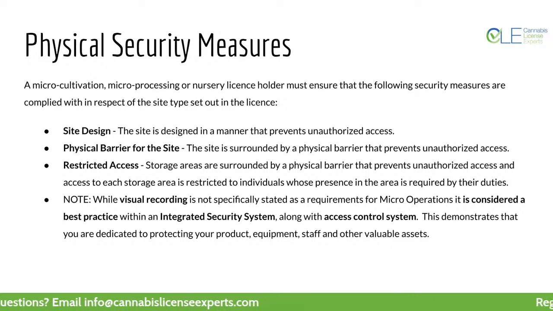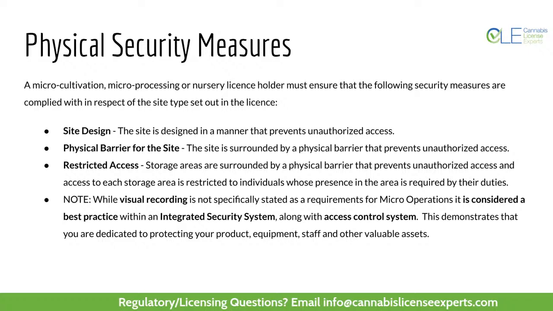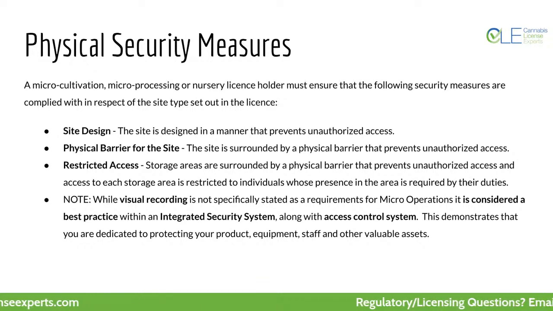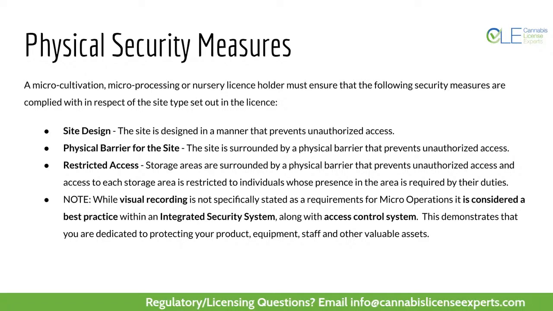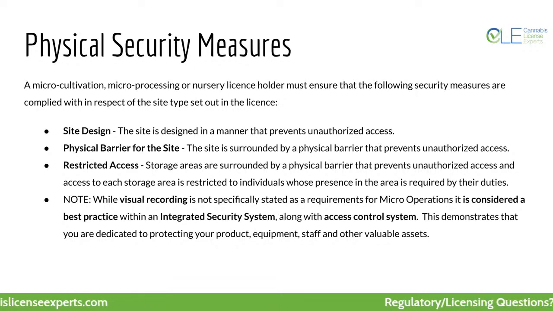Your four walls can be your physical barrier, but what are you doing to ensure that nobody's running a car through the side of a drywall wall? So again, what stepped up physical security have you implemented at your site to ensure that you're preventing unauthorized access? Then we have restricted access. There are areas throughout your facility that are going to have a limited number of employees that are allowed to enter. How are you going to control that?